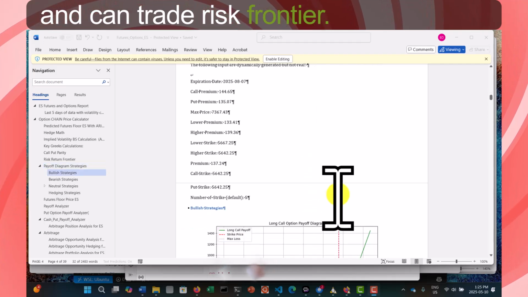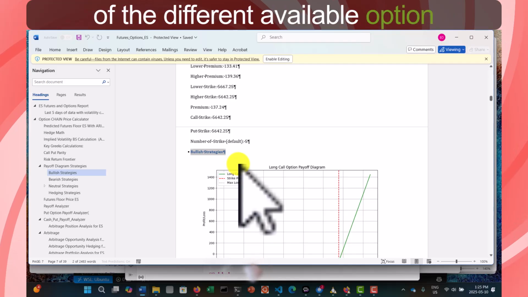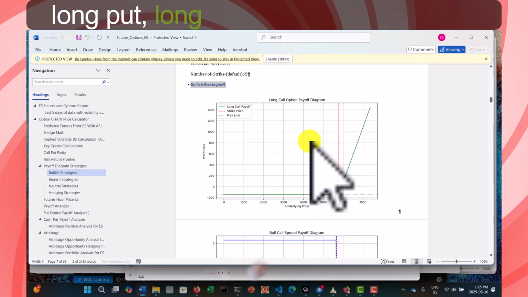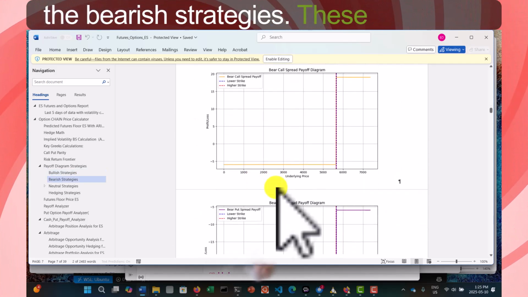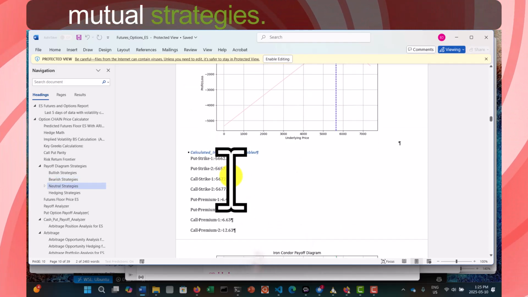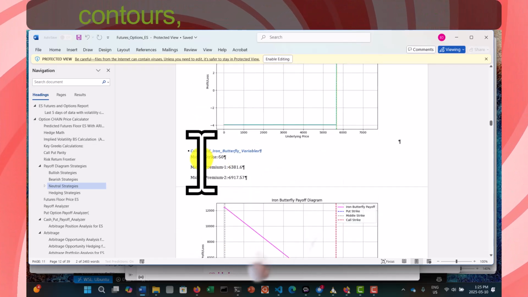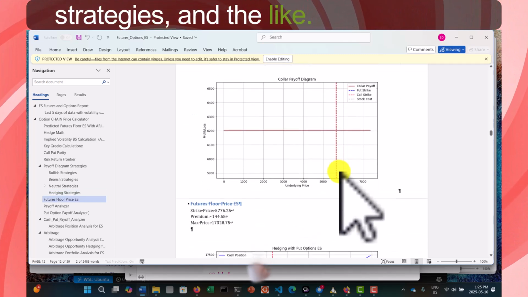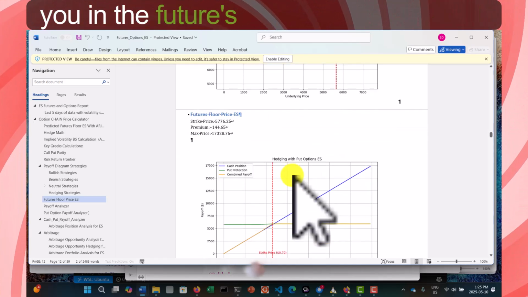Risk frontier. We look at all of the different available option strategies we have. They could be bullish, long put, long option. Then it goes into the bearish strategies. These are all the payoff diagrams, all full detail. Could do neutral strategies. Then we can get into more sophisticated things like iron condors, iron butterflies, hedging strategies, and the like. Okay, so we can do this for every single asset I just showed you in the futures market.